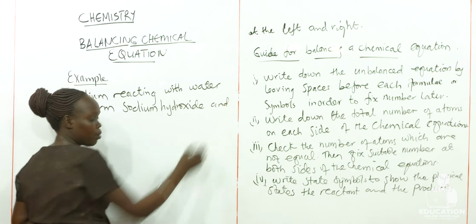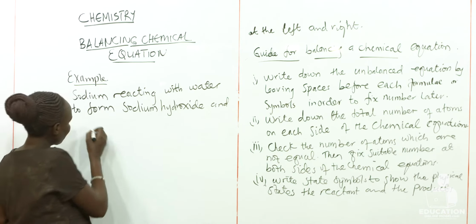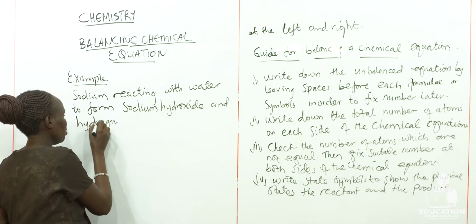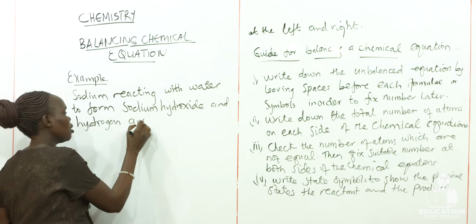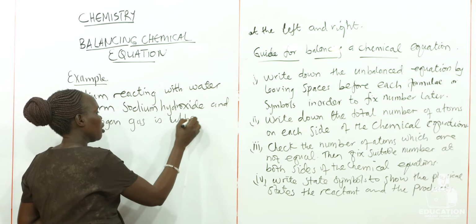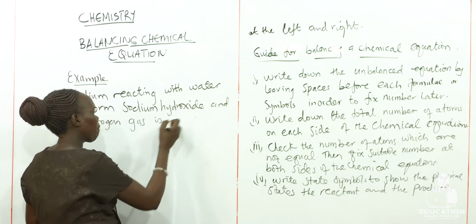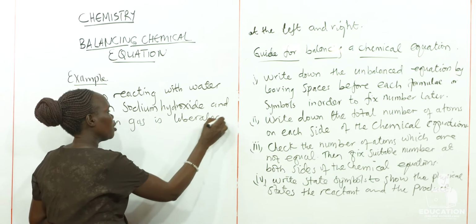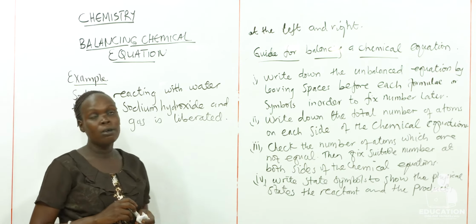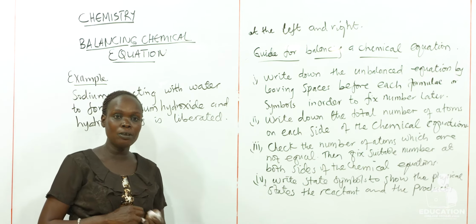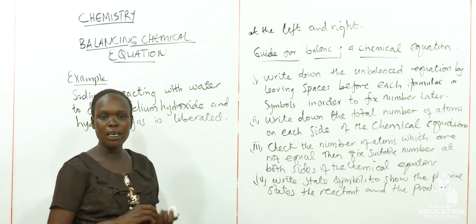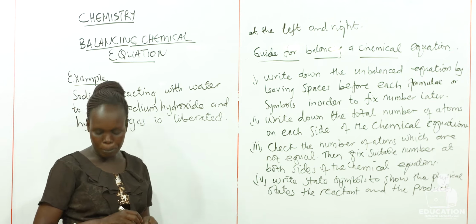And the other byproduct is hydrogen gas, which is liberated. So here we have sodium, which is a metal, and water, which is represented by liquid. In this case, the metal is in form of solid. So it will give us sodium hydroxide and the gas, which is hydrogen gas.